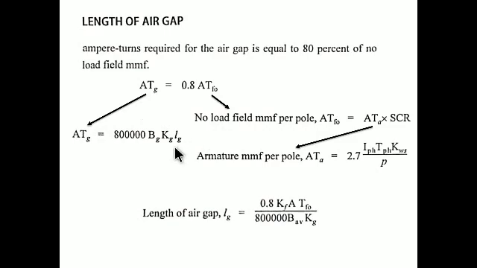Make LG on one side, shift all the content to the other side, and simplify. The final value of the length of the air gap Lg is 0.8 KF ATF naught divided by 800,000 of BAV and Kg. By using this formula, we can easily predict the length of the air gap.